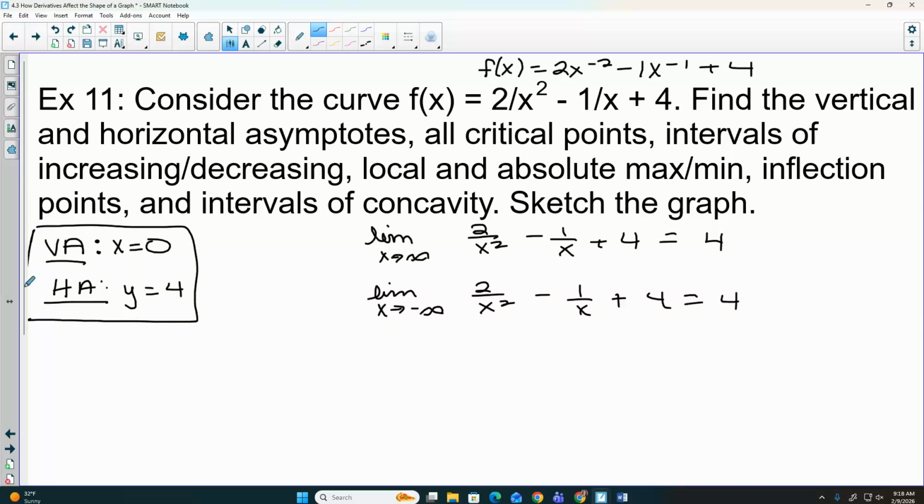Homework for today won't have any asymptotes on it. We're going to work our way up to that. But I thought we could go ahead and look at one together that did.